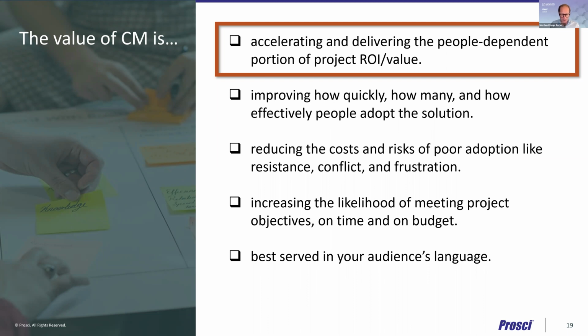The value of change management is accelerating and delivering that people-dependent portion of project ROI or value. Number 2, it's improving how quickly, how many, how effectively people adopt the solution. Those are both upsides, but the third one is a bit of a downside, because the value of change management is also reducing the cost and the risk of poor adoption and usage, like resistance and conflicts and frustrations, things we know that plague organizations, and especially today, frankly.